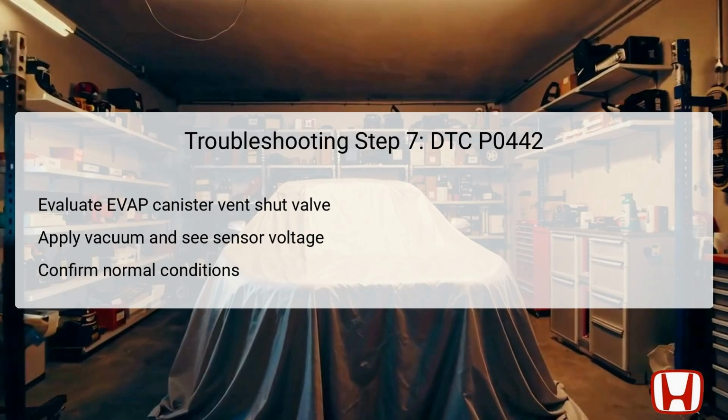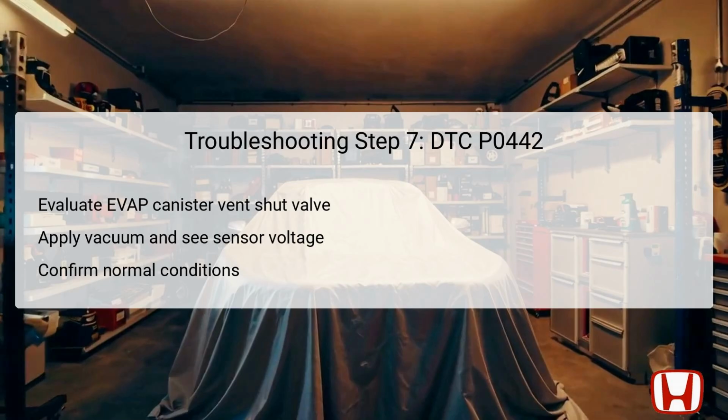The seventh step involves evaluating the EVAP canister vent shut valve, which is another critical component of the EVAP system. Technicians should disconnect the fuel vent tube and plug the port while applying vacuum to the hose connected to the vent shut valve. As vacuum is applied, it's essential to monitor the FTP sensor voltage through the HDS. The reading should remain within specified limits, confirming the valve's proper operation.